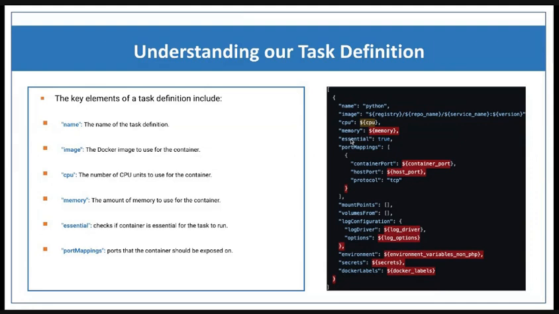Essential. As I said, you could have multiple containers inside a task definition. What essential means is whether this container is essential to the task, meaning that if this container dies, should the entire task die, or should it keep on living? If this is set to true and that container dies, then the task is failed and it's recreated elsewhere or on the same node. But if it's set to false and that container dies, ECS will not restart the entire task.